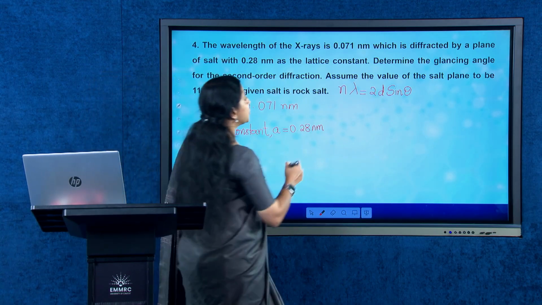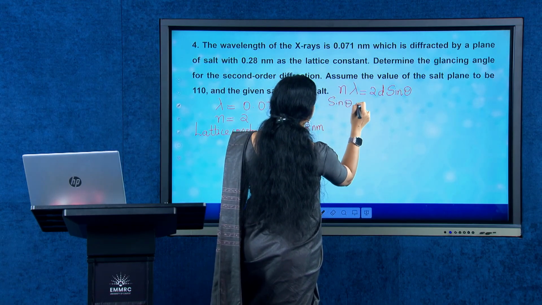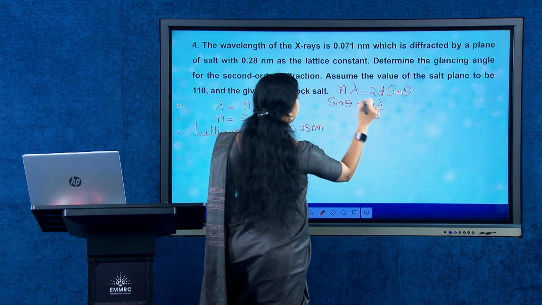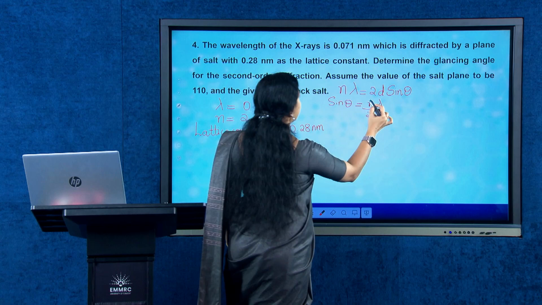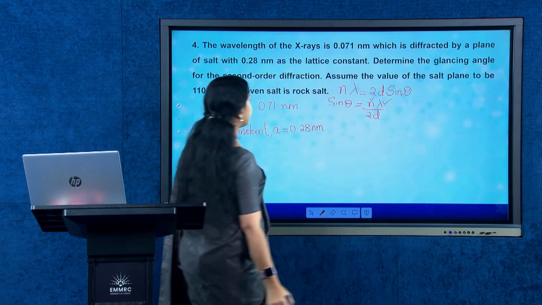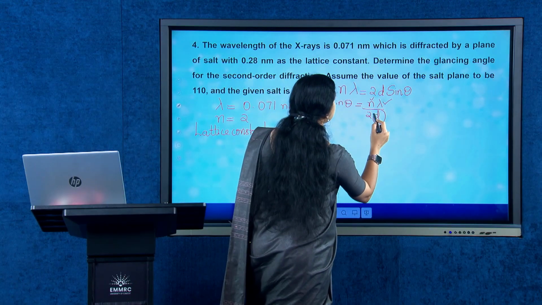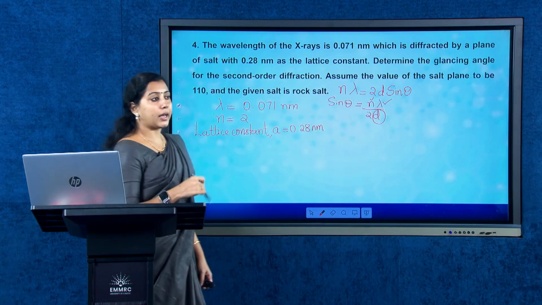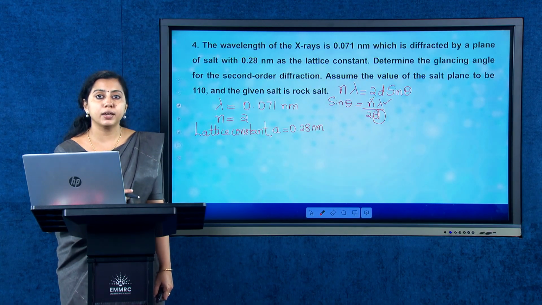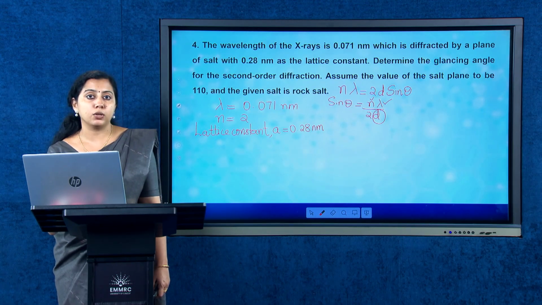So, from this equation, if we have to find theta, then we can write sin theta is equal to n lambda by 2d. We have n, the value of n is 2. We have lambda, the lambda value is 0.071 nanometer. But in the question, the value of d is not provided. Instead, they have given the value of the lattice constant, that is A is equal to 0.28 nanometer. So, from the lattice constant, you can calculate d.